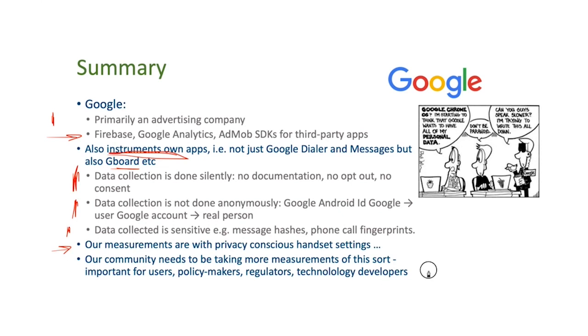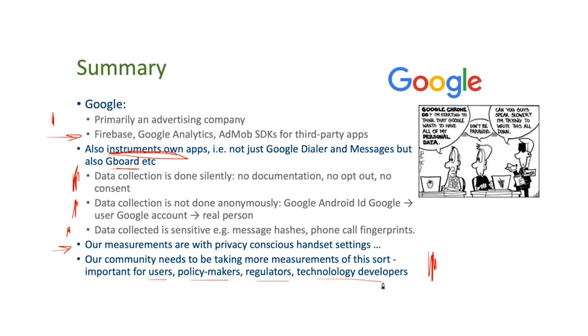And I think it's a call to action, this work. Let me just make a comment at the end, that we need to be taking more measurements of this sort. We wouldn't know about them if we hadn't carried out a measurement study like this. Google certainly aren't telling anyone. And how else would you know? And yet users need to know these in order to help them make informed decisions. Policymakers and regulators need to know about them so that they can do their job, and technology developers need to know about them.